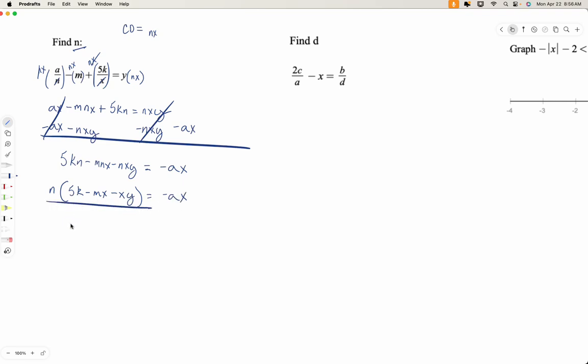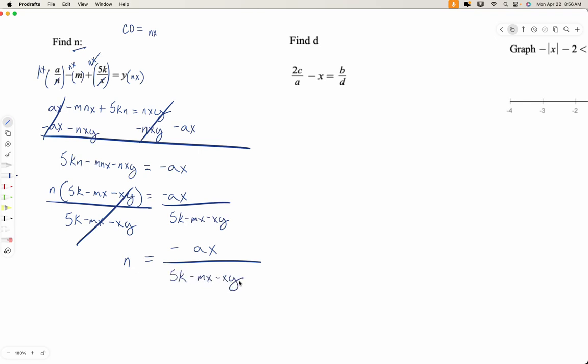Divide by the other factor, 5k minus mx minus xy, on both sides. n is equal to negative ax over 5k minus mx minus xy. All right, and I'm going to guess that maybe Saxon doesn't want the negative. I'm going to double check. All right, it will accept this answer just the way it is. All right, so let's do find D.